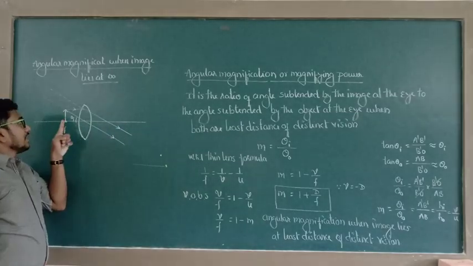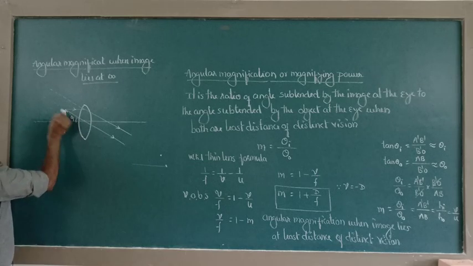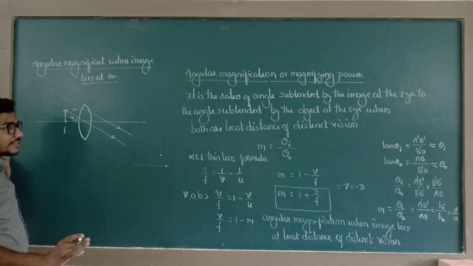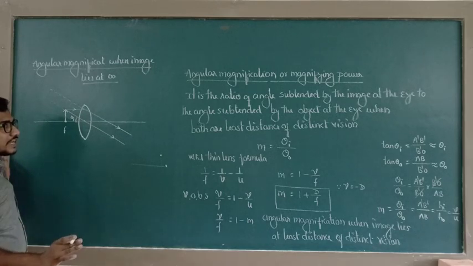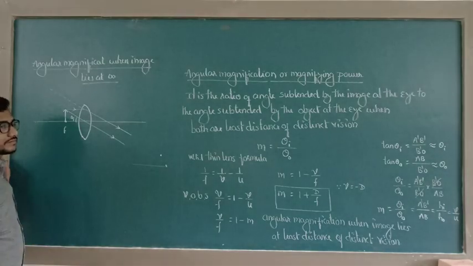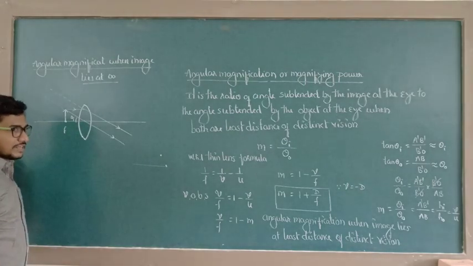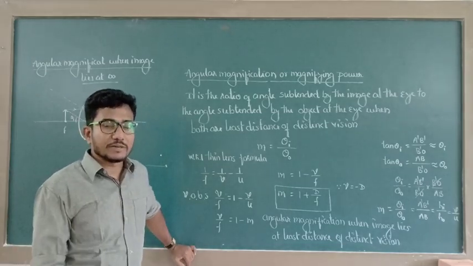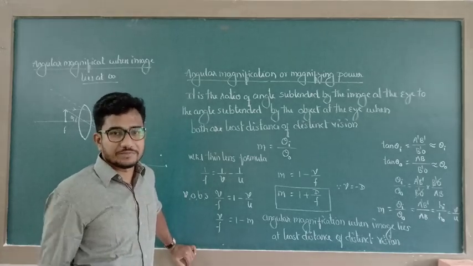Therefore, this theta I is the angle made by the image. Now, I am going to consider the image at the least distance of distinct vision. Either at the least distance of distinct vision or at infinity, in both cases the angle made by the image is the same at the optical center. If you consider the object at the least distance of distinct vision, then the angle made by the object at the optical center is less than the angle made by the image, which lies at the same position.